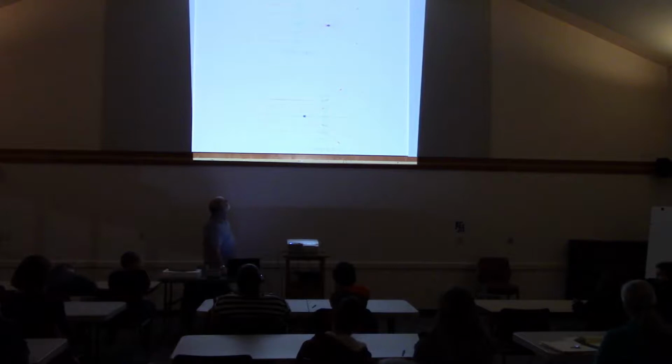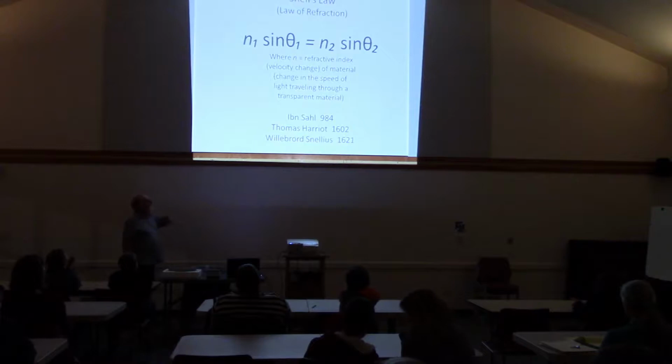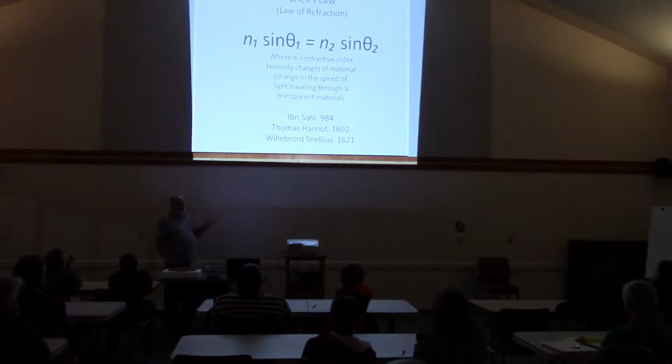How much does it bend? That's where we come up with Snell's law, the law of refraction. It looks a lot more difficult than it is. N is the refractive index, the velocity change of the speed of light through any transparent material.